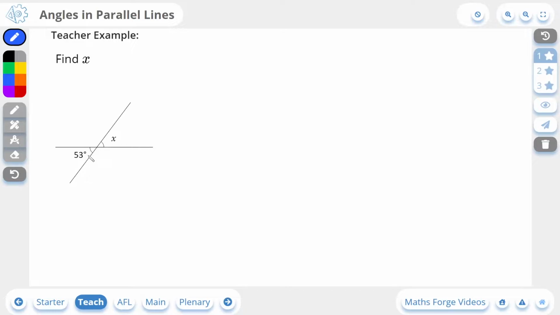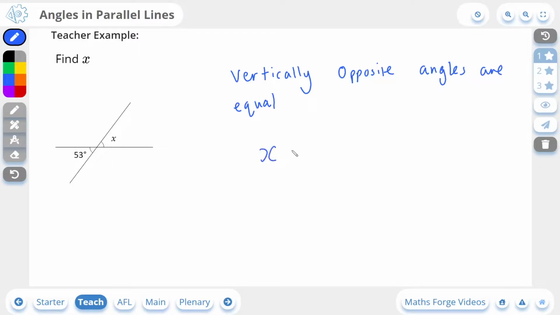Now, if you have two straight lines that intersect each other like this, and the angles are opposite to each other and facing each other, and they're touching tip to tip, these types of angles are known as vertically opposite. And vertically opposite angles are equal to each other. So we can say that vertically opposite angles are equal. So in this case, if the angle facing x is 53 degrees, then therefore x also has to be 53 degrees. And if we check our answer, there it is.